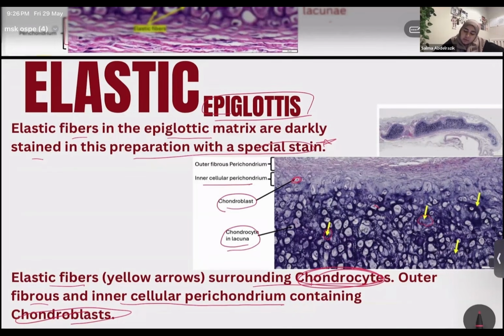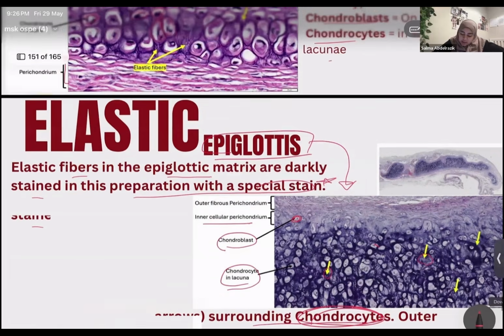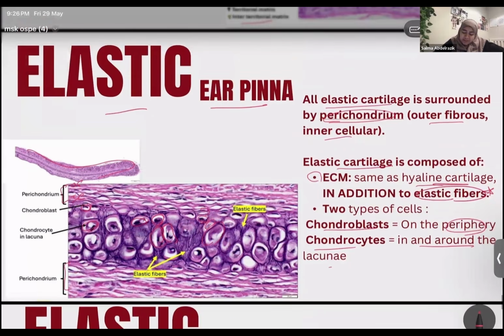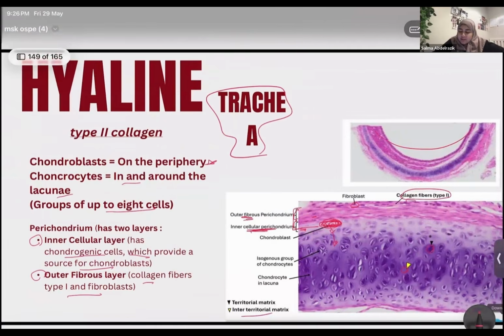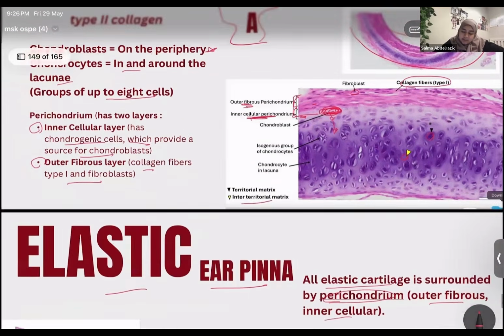Darker stain is probably epiglottis, and it's elastic. This one is also forming a lot of trypophobia things. It's also elastic, but it's in the ear pinna. And hyaline, you have to have known this slide since CVP, guys. It's the same slide.